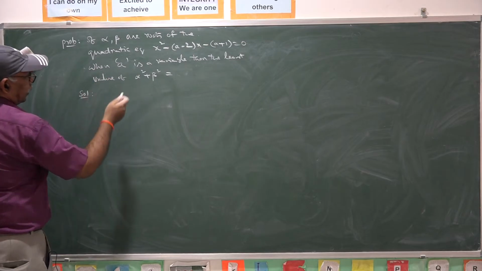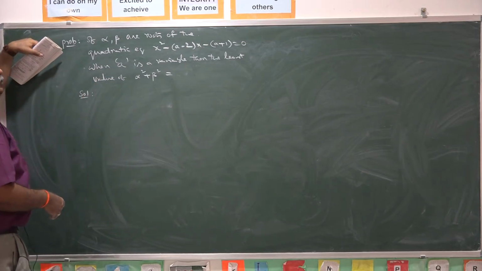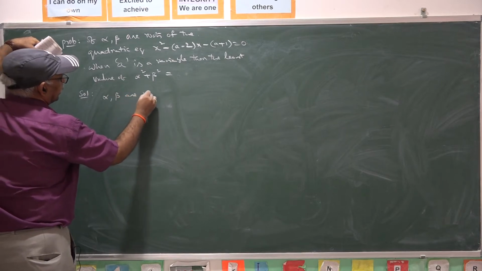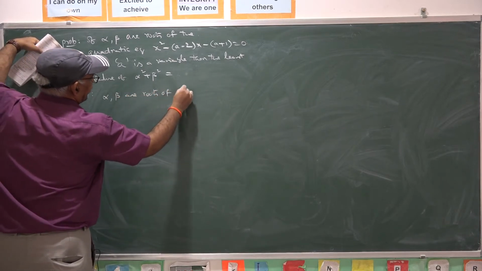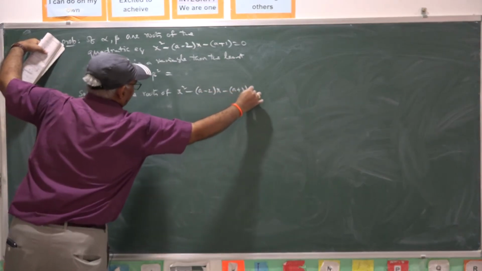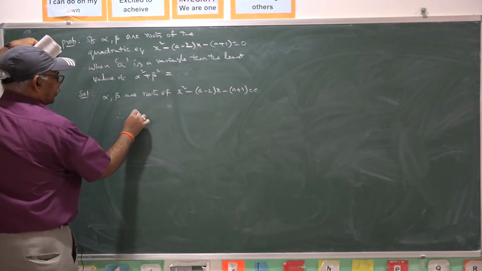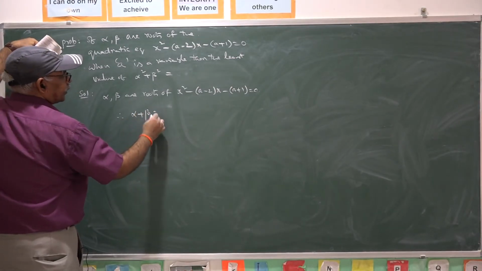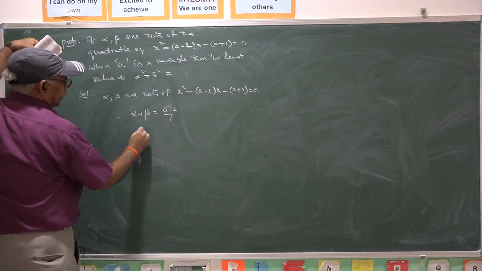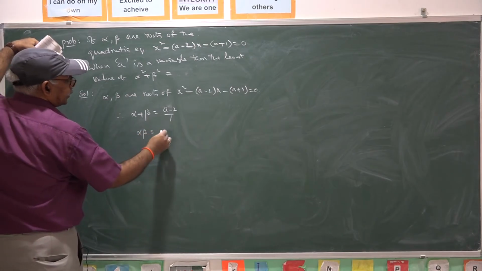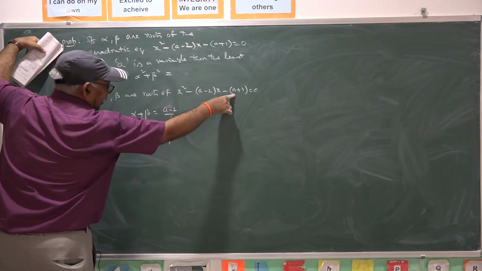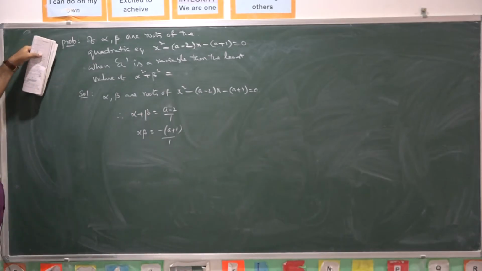So, for the quadratic, alpha and beta are the roots here. So alpha, beta are roots of x square minus (a minus 2) x minus (a plus 1) equals 0. Therefore, the sum of the roots alpha plus beta is (a minus 2) by 1, that means a minus 2. The product of the roots alpha beta is minus (a plus 1) by 1. Already here we have minus, that is why we are getting minus.